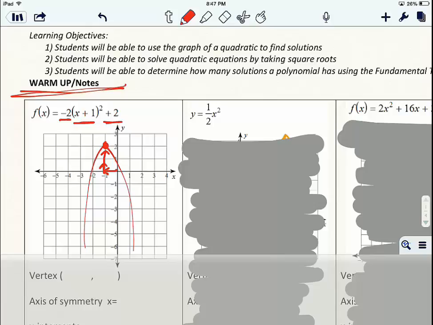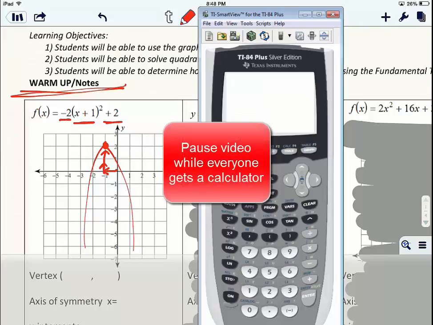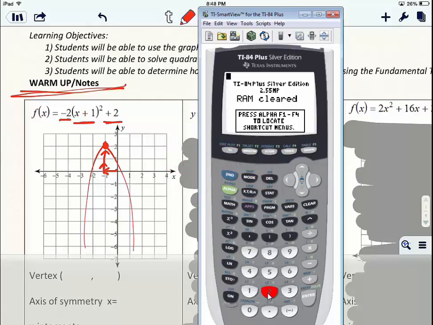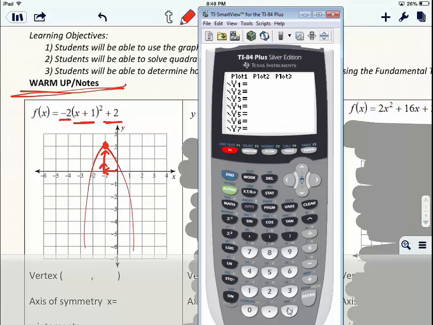So you could plug some points into the equation and get the exact points, or we could use a calculator, which is what I want you to do. So get a calculator right now. Okay, remember you can reset your calculator by going second plus 7, 1, 2, and then doing it again, second plus 7, 2, 2. Now we're going to hit y equals, and we're going to type our equation in, negative 2, parenthesis, x plus 1, parenthesis, this button for the squared, plus 2. And if you hit graph, we can see the picture. That's what we have there.